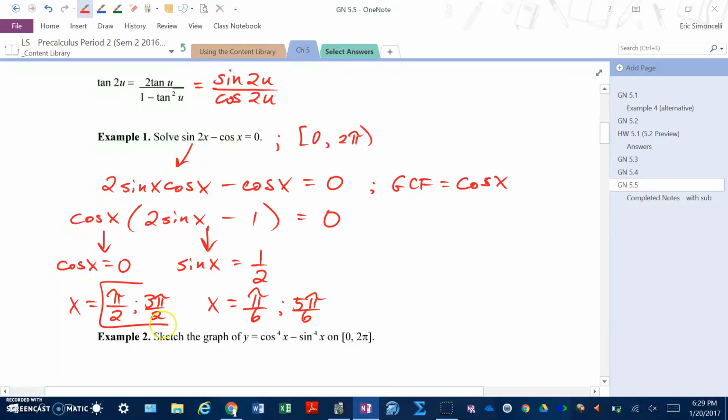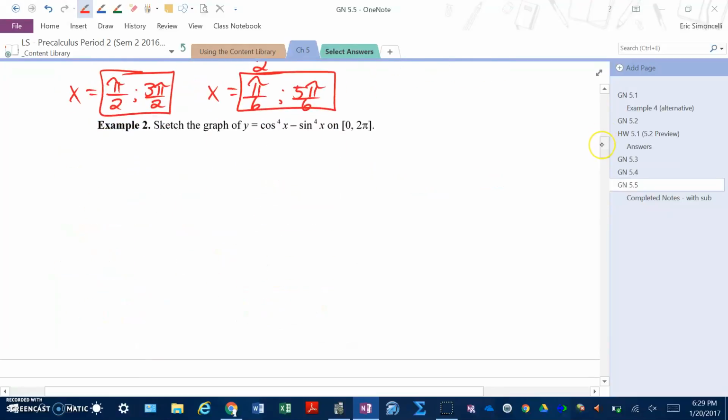So this particular problem has 4 answers, in which if we were to graph, the left side of the equation is y1, which we've seen in the past, and the right side is y2. These two functions will intersect at these 4 intersection points. Let's move on to example 2.